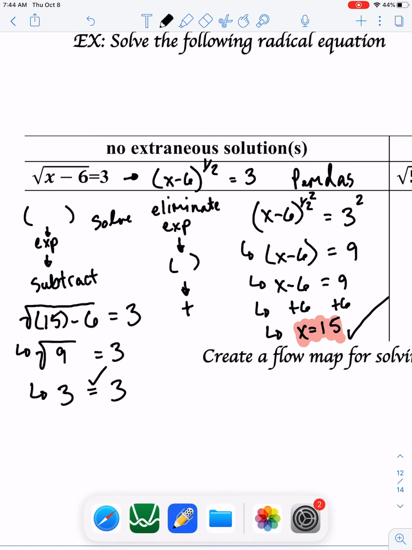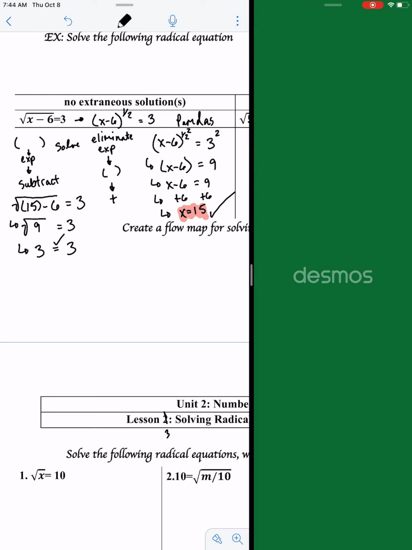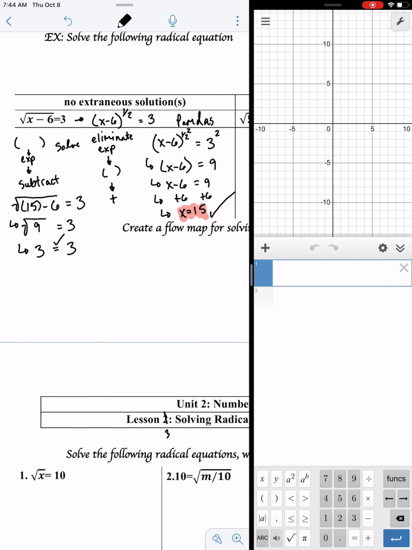Now, again, I can always go y equals, type what I see on the left.